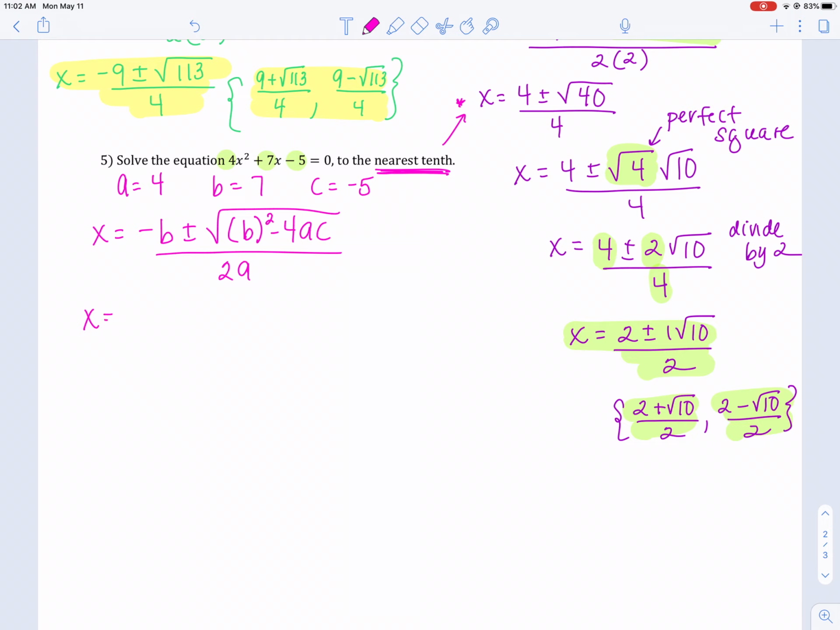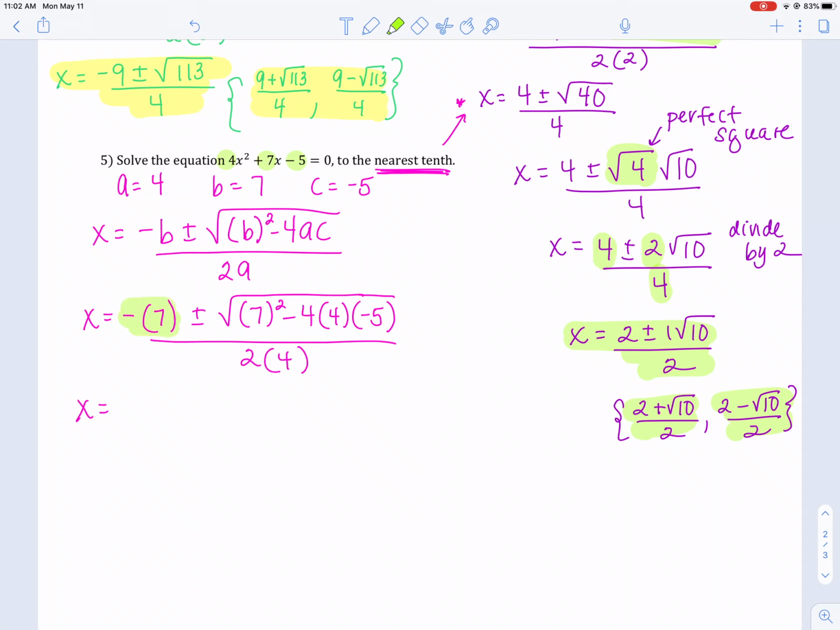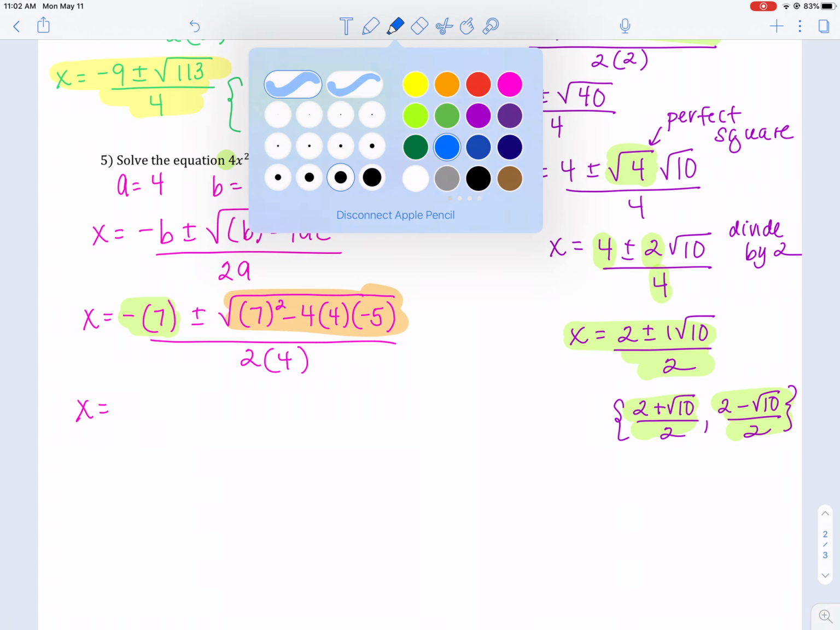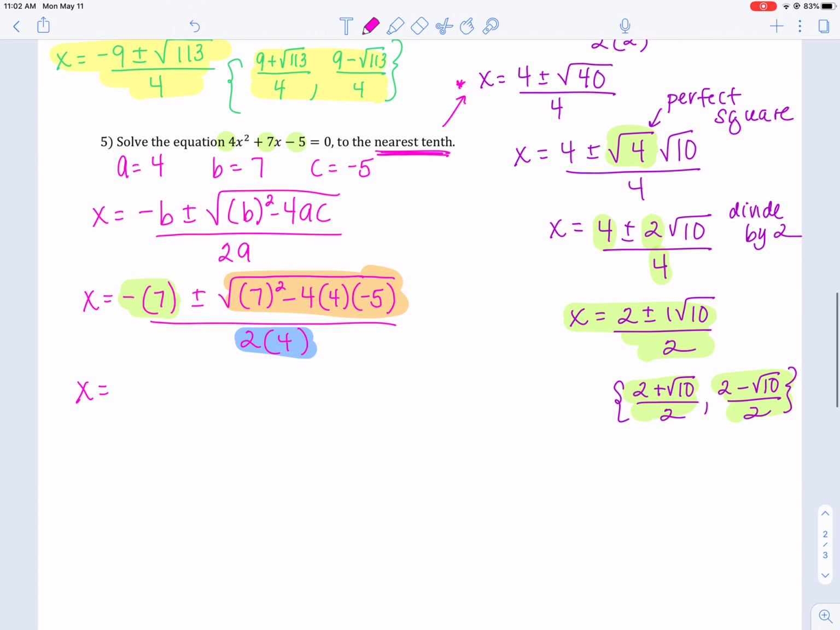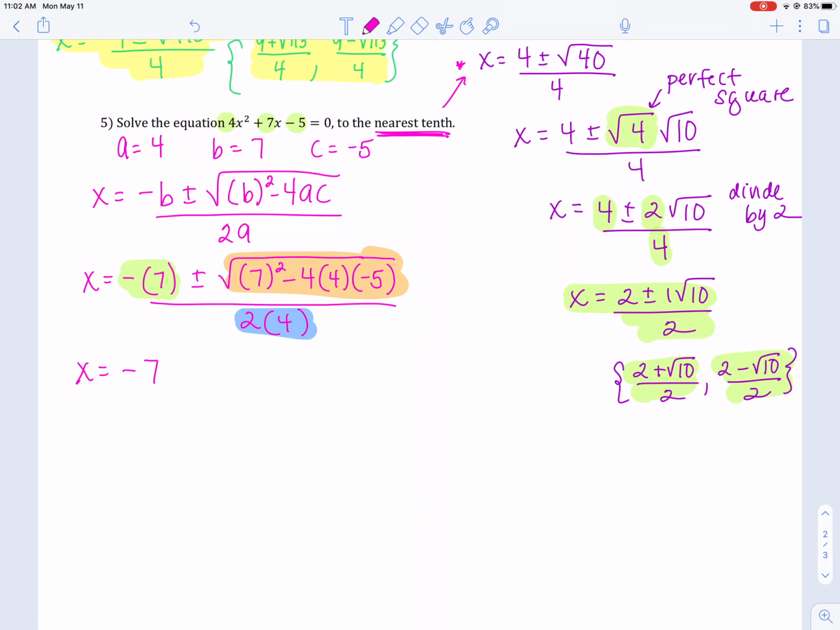Okay, so now I do my plug-in. I'm going to negate b, which is 7, plus or minus 7 squared minus 4 times a, which is 4, and c, which is -5. That's all under the radical, and that's over 2 times a, which is 4. So I like to do my cleanup. 3 pieces. Piece 1 is this. Piece 2 is the radical. Piece 3 is the denominator, right? So I'm going to have -7 plus or minus a number under my radical over here. It's an 8. 2 times 4 is 8.